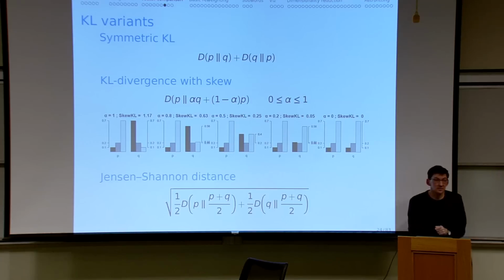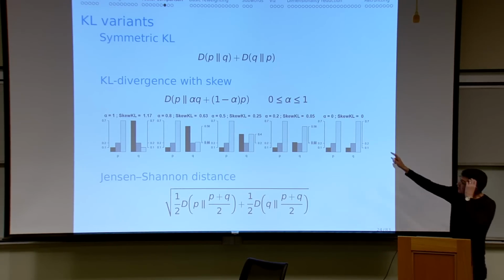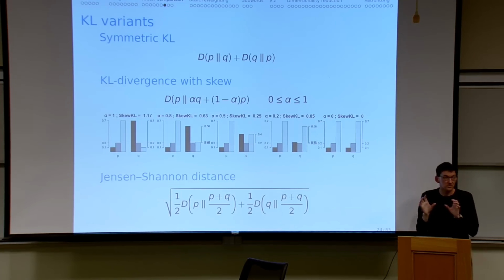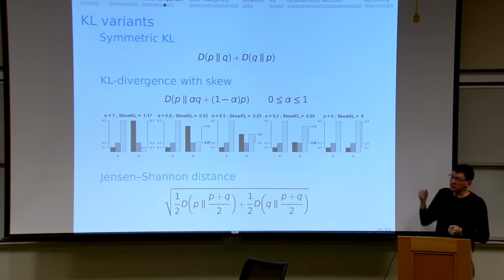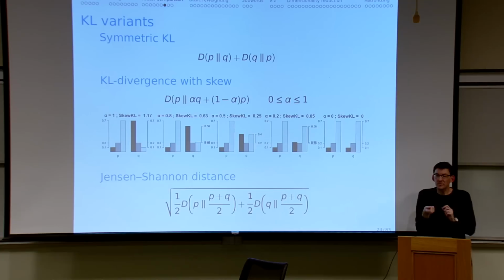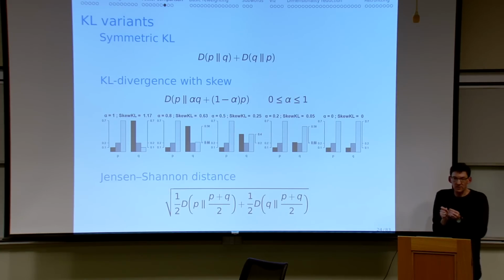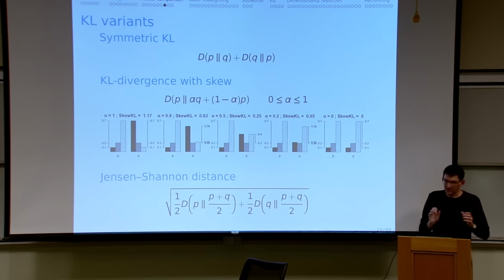There are a bunch of variants that might be interesting and are a little bit less fiddly. One of them would be symmetric KL, the sum of the two values, and then it doesn't matter which you pick as your reference distribution. That's kind of nice. KL divergence with skew gives you a parameter that lets you control how much you trust the reference distribution versus the other one. And you can kind of pull them together.